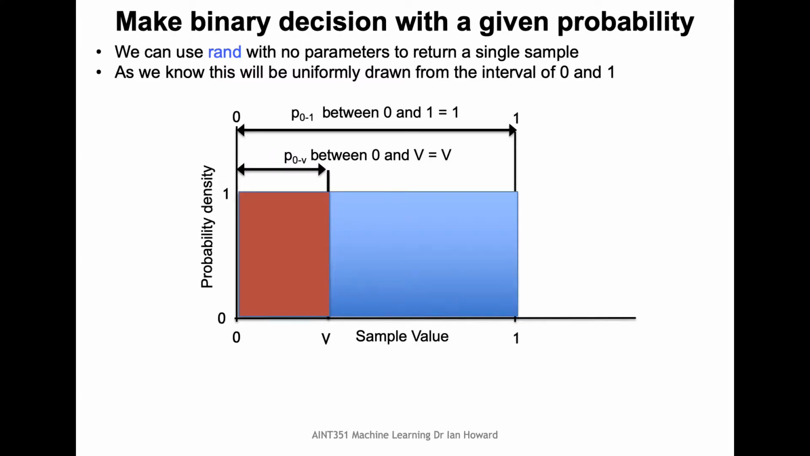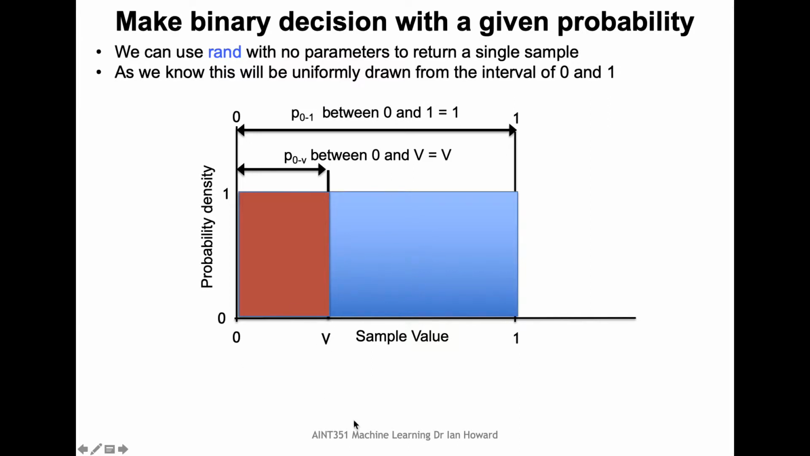So let's think about what this range looks like. This is our probability distribution again. It's got a density of 1 when we go from a sample value of 0 all the way along to a sample value of 1, and then it comes down to 0 again. Now what we want to do is, let's say we want to pick something with a certain probability. Let's say we're going to now look at a sample value of v, which is between 0 and 1.